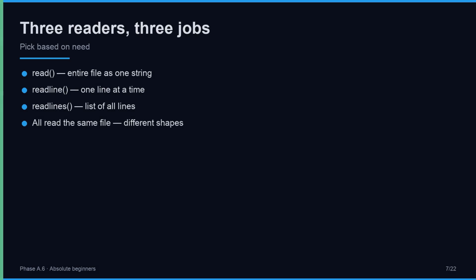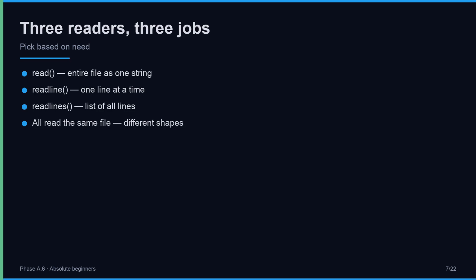3 ways to read, 3 purposes. Read gives you the whole file as one big string, perfect for small files. Readline gives you 1 line at a time, moving forward with each call, ideal when files are huge and you want to stop early. Readlines gives you a list of all lines, handy when you want to loop or index. They all read the same file, the difference is how the text comes back to you.